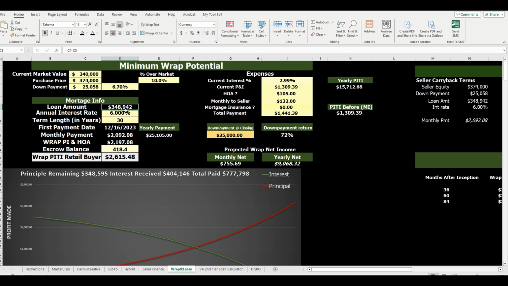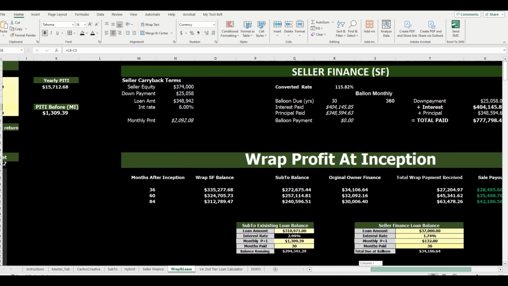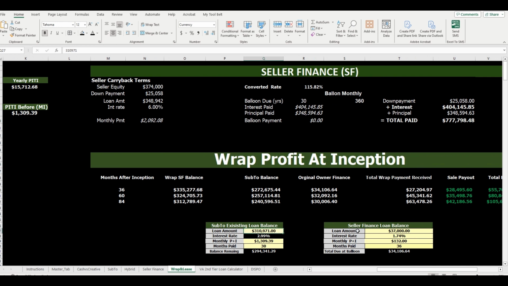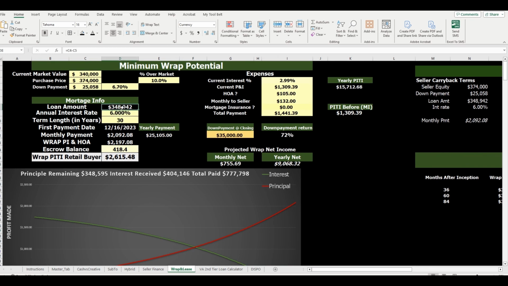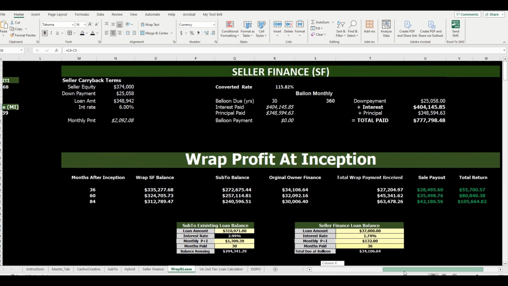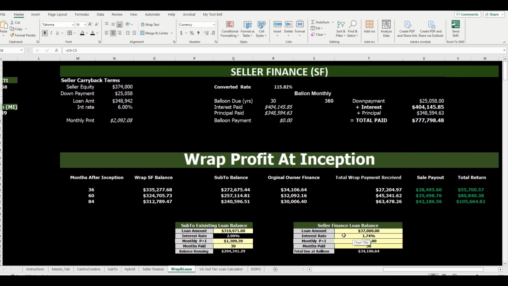The loan amount must be equal to or greater than these two loan amounts combined. You don't want to have your new loan amount with the retail buyer be less than the existing debt on the property. That would not work out for you. You would be in deep waters.